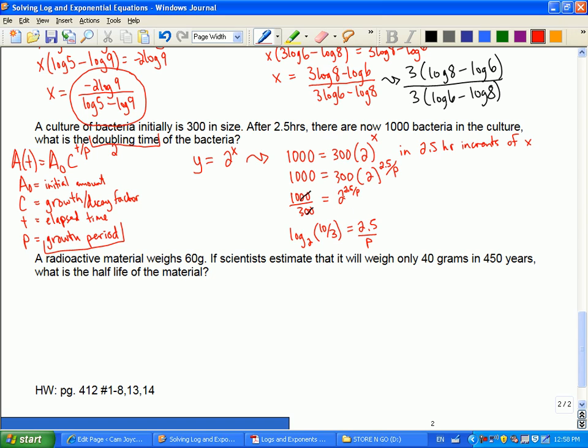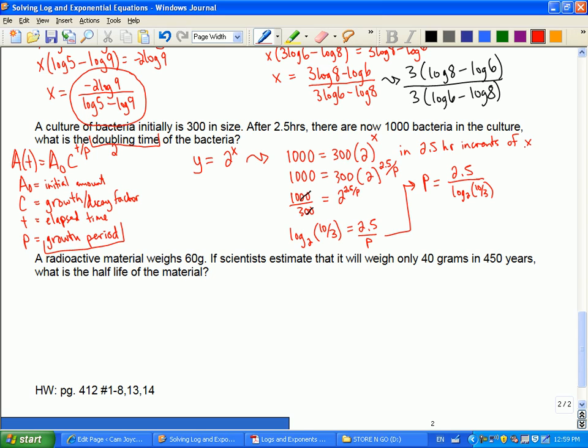All I did here was rewrite. This is an exponential. I'm rewriting the exponent as a logarithm. That way I get my exponent out of there, and I can solve without having to have it at the top of this 2 here. So now if I need to solve for p, p is equal to 2.5 over log in base 2 of 10 over 3.